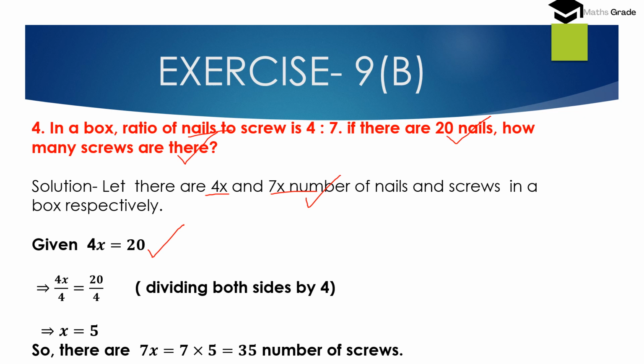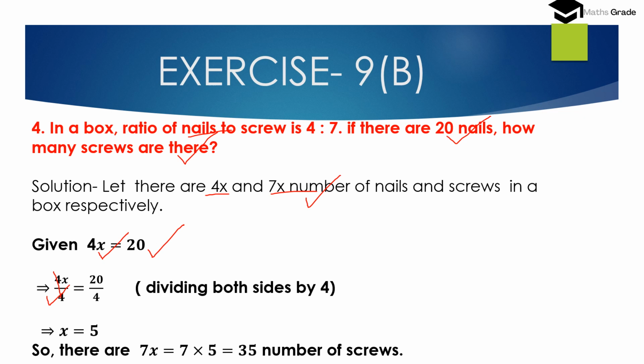हमको कितना स्क्रूज वो बॉक्स के अंदर है उसको निकालना है, तो यहाँ पे 4x इक्वल टू 20, दिस इज द इक्वेशन. नाउ वी हैव टू सॉल्व द वैल्यू फॉर द वेरिएबल x. x का वैल्यू निकालना है, तो यहाँ पे 4 मल्टीप्लाइड हुआ है x के साथ, वी हैव टू फाइंड द वैल्यू फॉर द वेरिएबल x, सो वी हैव टू डिवाइड बोथ साइड्स बाय 4.